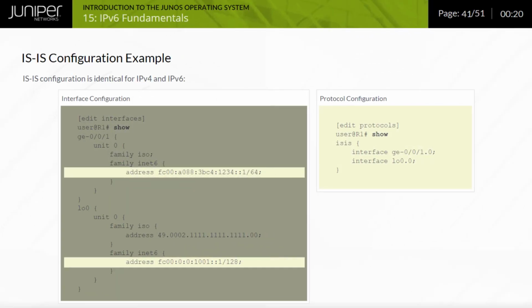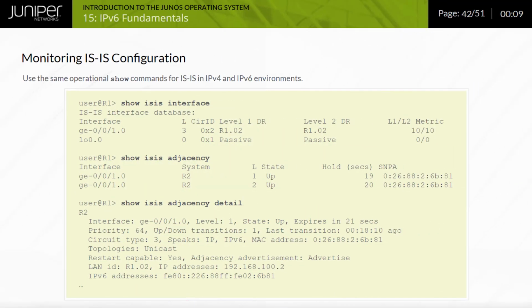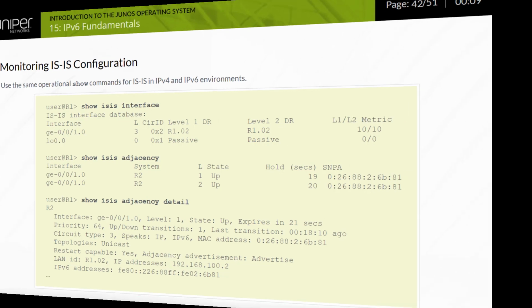A sample IS-IS configuration using IPv6 addressing instead of IPv4 addressing is illustrated. Note that other than the IP addresses, the IS-IS configuration is the same for IPv6 and IPv4 environments. You can use the same operational show commands for IS-IS in IPv4 and IPv6 environments.